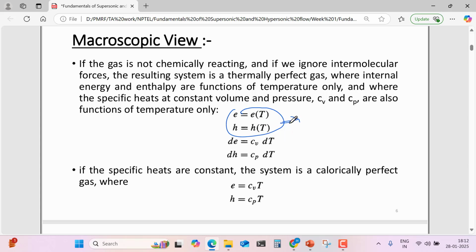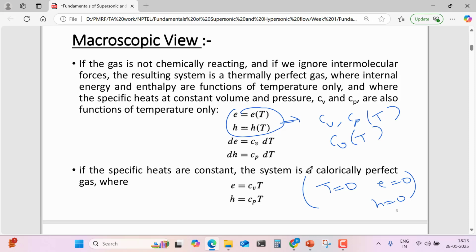And for the thermally equilibrium gas, the Cv and Cp both will also be functions of temperature only. So if this Cv and Cp are constant, then the gas is called a calorically perfect gas, where E equal to Cv T and H equal to Cp T. Here generally we assume that at T equal to 0, E equal to 0 and H equal to 0.